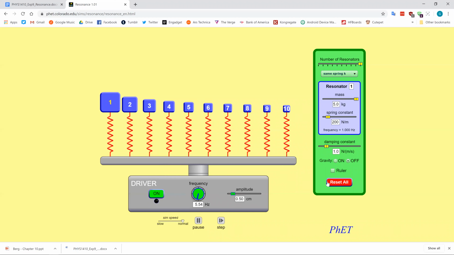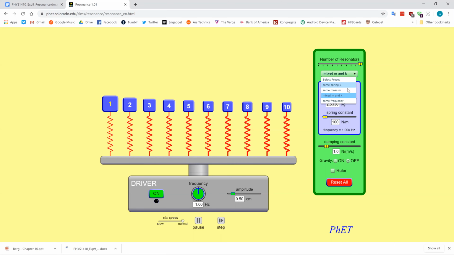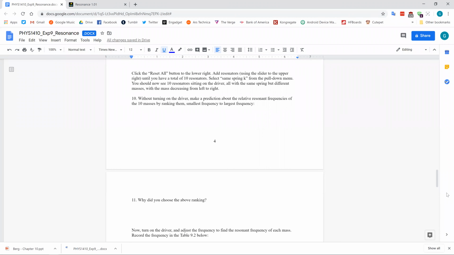And I'm going to go ahead and reset this now. Sorry, I didn't mean to do that. Put this back to same spring K so that we start at 1 hertz again. So you'll make your prediction about which one will have the smallest frequency and why that is, just like you did in the previous case where the spring constants were changing.